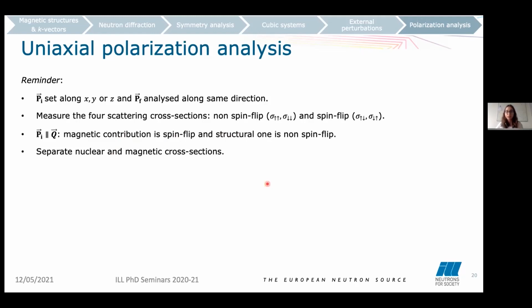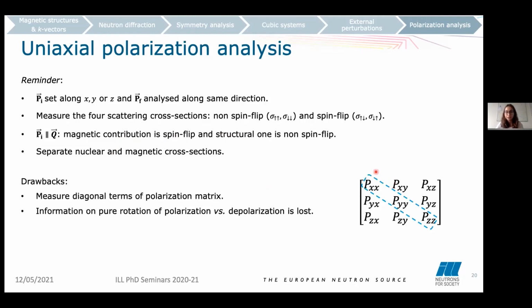But in uniaxial polarization analysis, only the diagonal components of the polarization matrix are measured. And so we lose any information about depolarization due to domains, which we would see in these off-diagonal components.